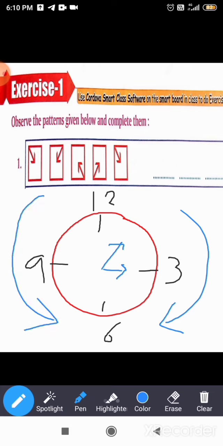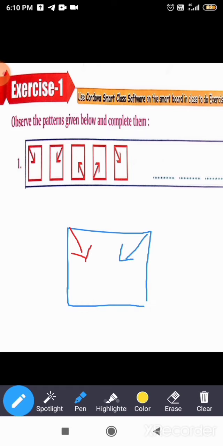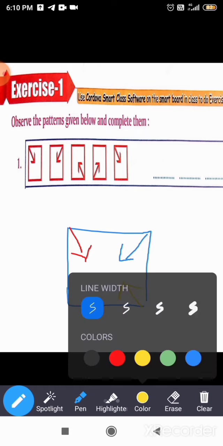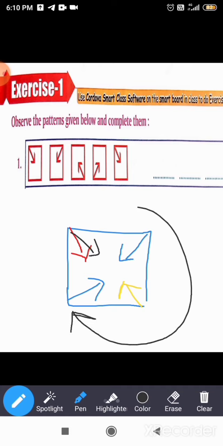Okay. So here, the arrow is moving inside a square in a clockwise direction. If you will observe the position of arrow, suppose this is a square. So initially the arrow was here, then it came to this corner, then it came to this corner, and after that it came to this corner, and again it has gone to this corner. Understood? So it means it is moving in a clockwise direction.